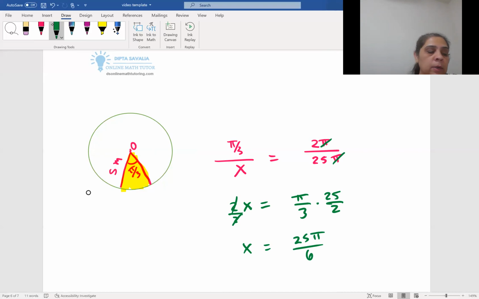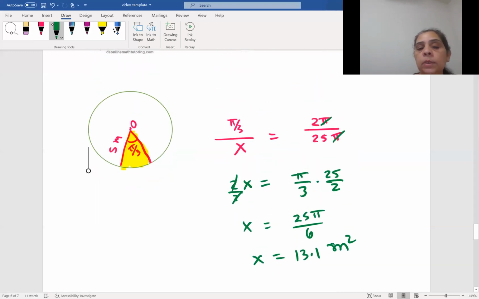We can reduce this. So 25 times pi divided by 6 is 13.1 meter square. So that is the area. All right, so that's how you can find area of sector.